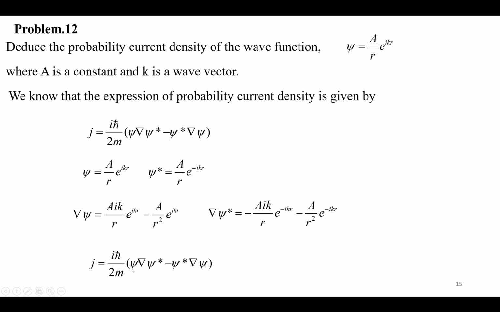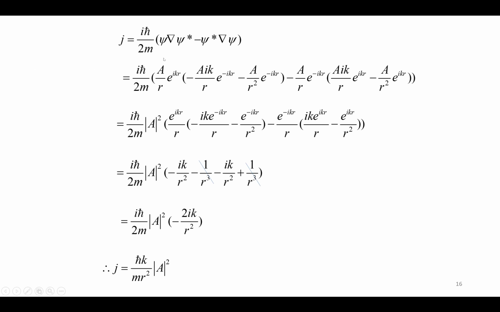So your current density expression is given as this. We are going to substitute all the expressions here in the expression of J. Instead of psi, we substitute A by r e power ikr. Del psi star we have already calculated, this is your del psi star, this will be your psi star, and this will be the expression for del psi. Now pull A out. A is common, and already one A is there, so we get A squared.